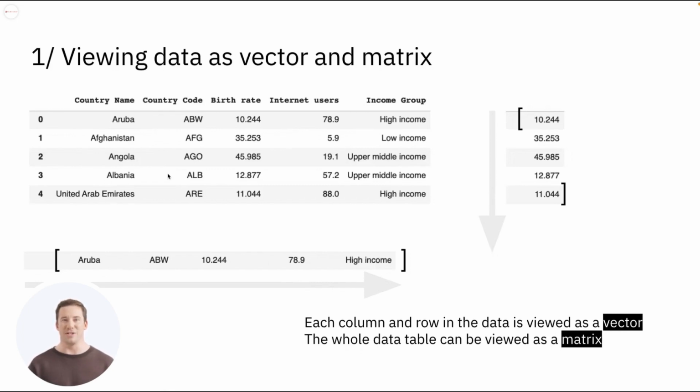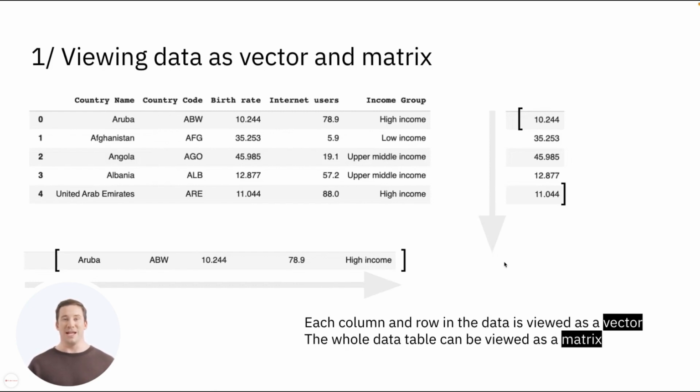For example, as what you are seeing on the screen, we have a data table that includes columns such as country name, country code, birth rate corresponding to those countries, and internet users corresponding to those countries, which can be separated into different vectors. For example, when you take the birth rate column separately, you will have a vector containing 5 components like this. Or when you check a row of this data table, such as the Aruba country row, you will also have a vector containing these 5 items.